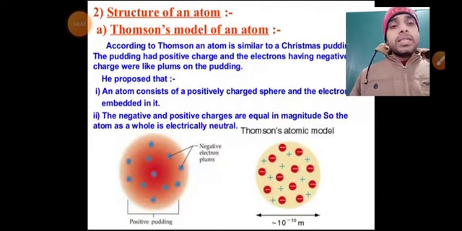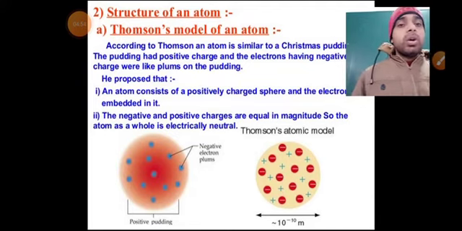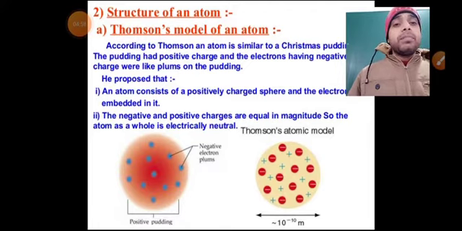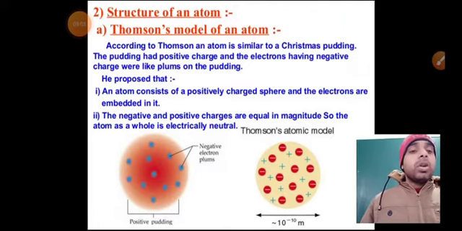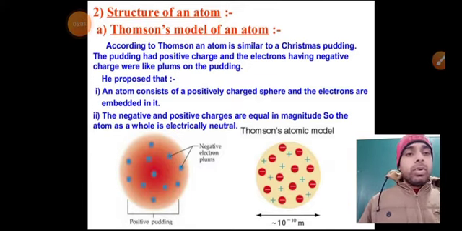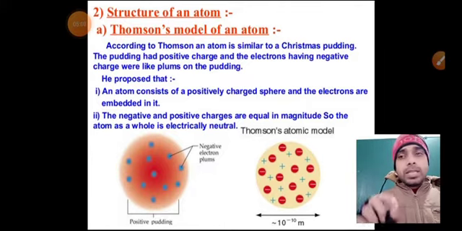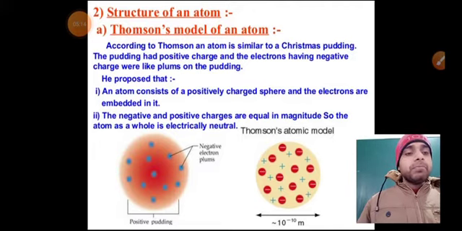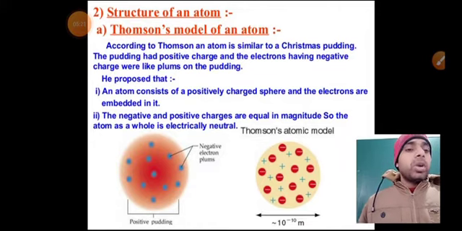Now, the very first structure of an atom is the Thomson model of an atom. You can see the Thomson model comprises a Christmas pudding or watermelon structure. In the watermelon structure, some black seeds are there and some red parts are there. So he compared the Christmas pudding and the watermelon with his model of an atom.